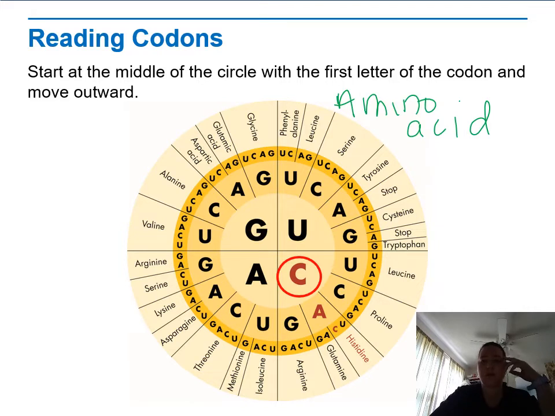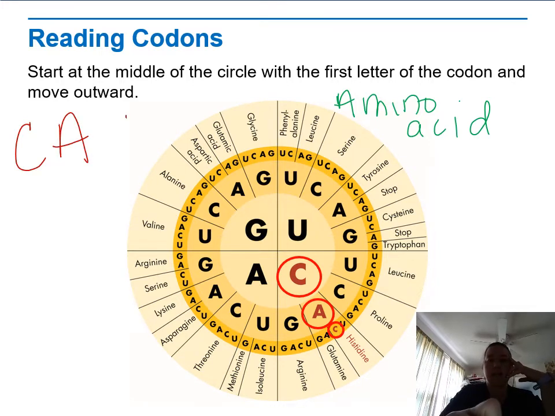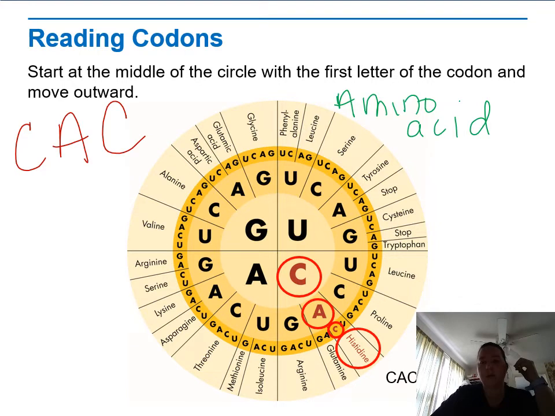So if we had C, the first letter of the codon, A would be the second letter of the codon, CA, and then C. So that would be our codon, and the amino acid would be histidine. And so that's the amino acid that needs to be put there.